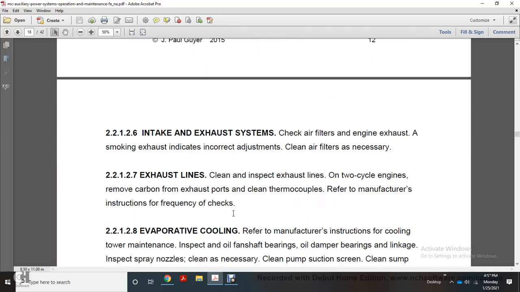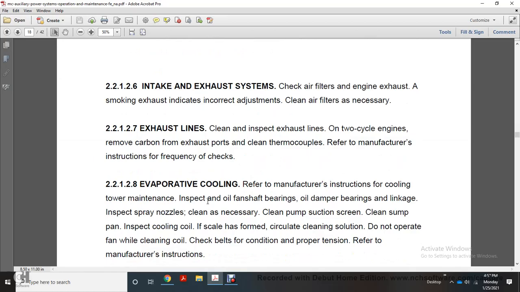Exhaust lines: clean and inspect exhaust lines. On 2-cycle engines, remove carbon from the exhaust port with the clean thermocouplers. Refer to manufacturer's instruction for frequency of the check. Evaporative cooling: refer to manufacturer's instruction on cooling tower maintenance inspection. Oil fan shaft bearings, oil damper bearings, linkage. Inspect spray nozzle, clean as necessary. Clean pump suction screen and clean sump pan, including cooling coil. If scale has formed, circulate cleaning solution, but do not operate the fan when cleaning the coil. Check the belts for condition and proper tension, and refer to the manufacturer instruction.